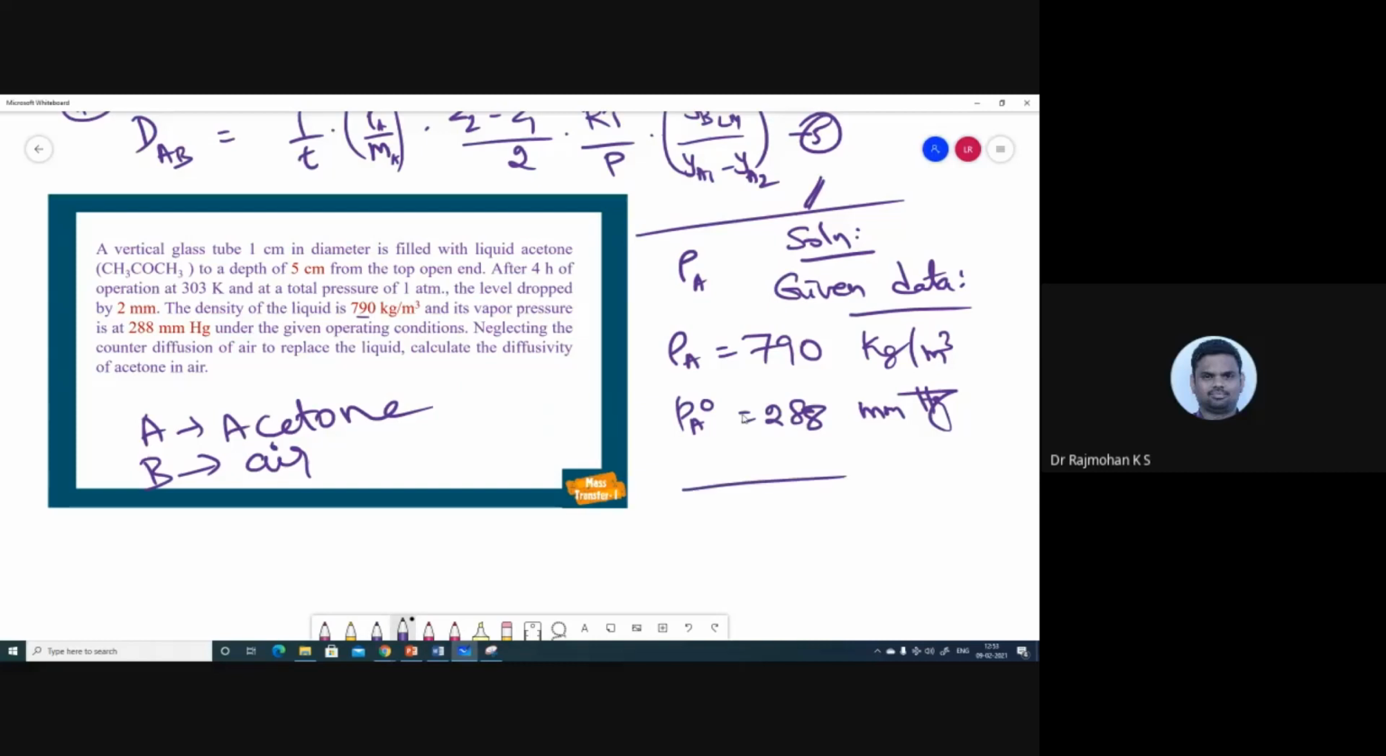So first we should know what is Z1. Z1 is 5 centimeters. It is said that the level has dropped by 2 mm. Okay. That means it is 5 centimeter plus 2 mm, right? So that is 4 hours it is given.